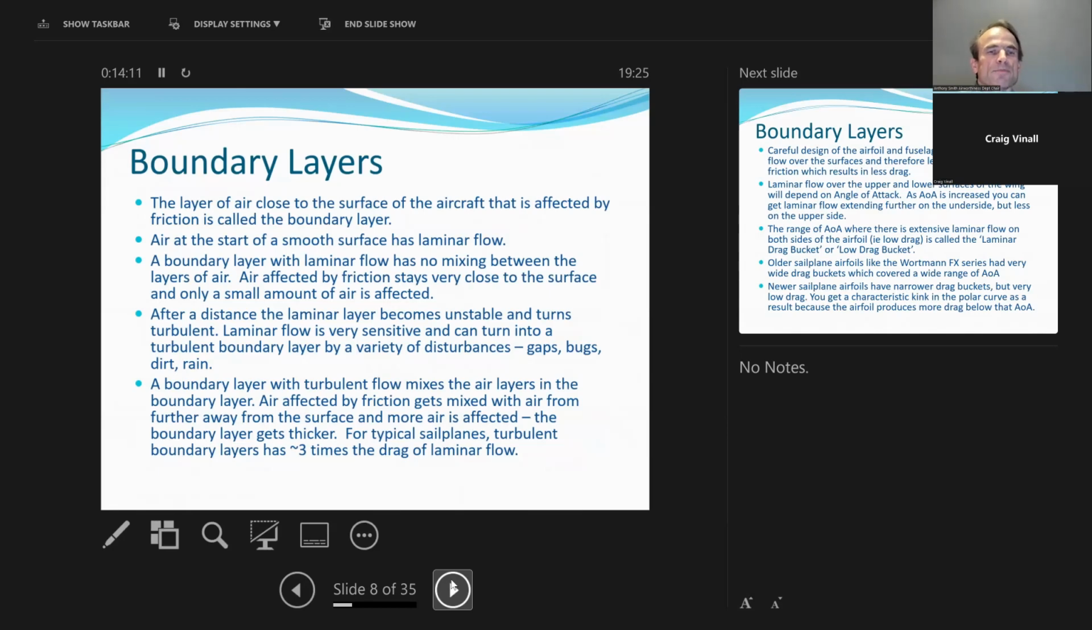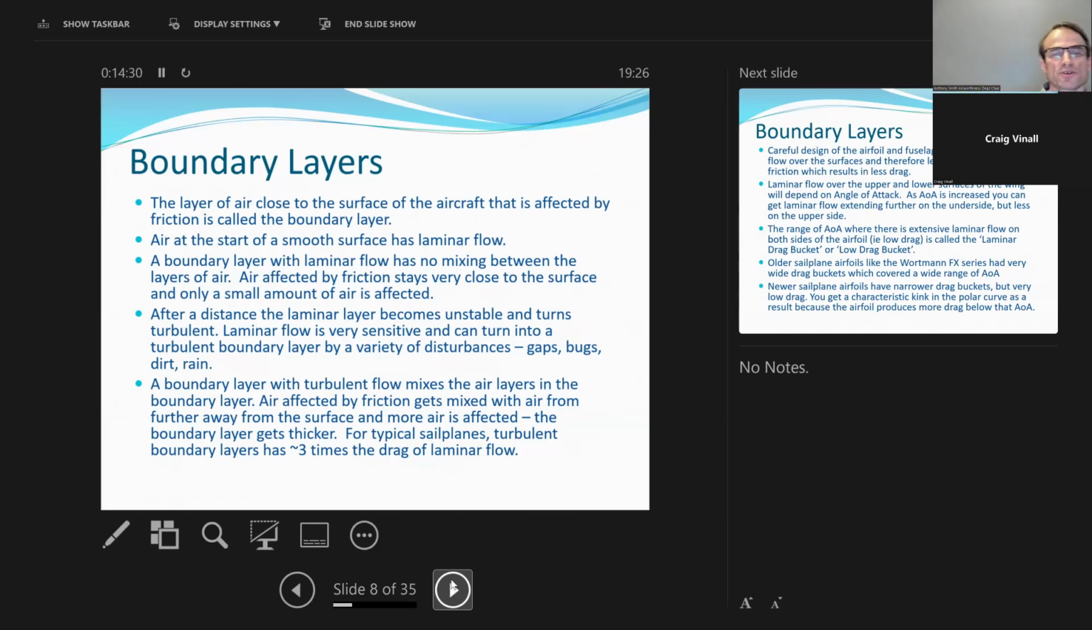When we start talking about friction, we've got to start talking about boundary layers. The boundary layer is that layer of air close to the surface of the aircraft that is affected by friction as we move through it.